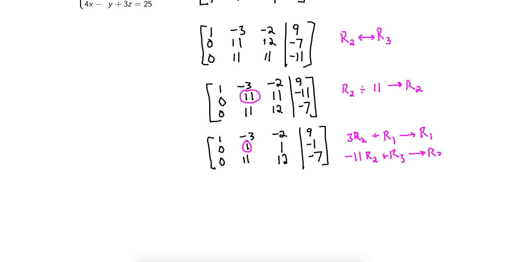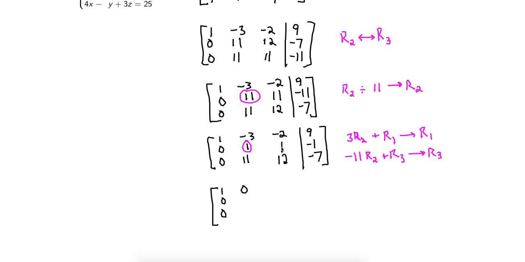Row number 2 is not going to change. We know this first column, once it's set, is not going to change either. So this one's going to be a 0. 3 times 1 plus -3 is 0.